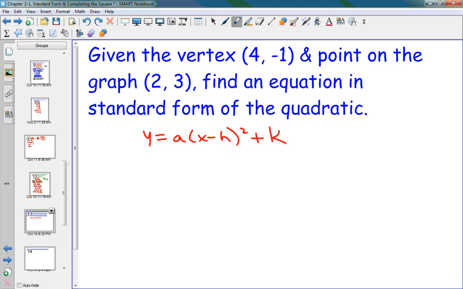H and K. So this is H, this is K. What does my point on the graph 2, 3 represent? X and Y, because that's what a point is. So Y is 3, A I don't know, X is 2, H is 4 squared plus K, which is -1. I simply plugged in, right?